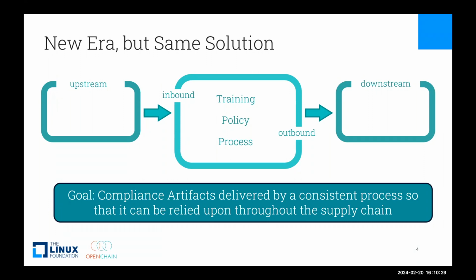But here we're in a new era of AI work. Can we try and implement some form of the same solution? Having a goal of compliance artifacts, whether an artifact is a model or any component of AI, can we deliver it in a consistent way so we can build trust in the supply chain? So if my company is distributing a model, or if you're providing training data to me, we all have similar standards and agreements.